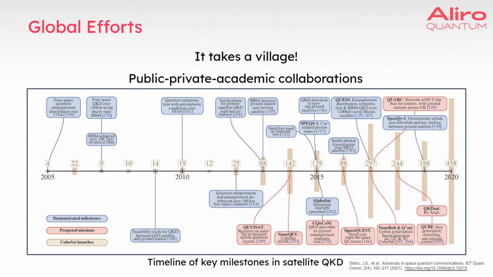One point I'd like to make here is that it takes a village, and most of these projects are a conglomerate of collaborators, both with public participation from government agencies, also private companies, startups, and bigger companies too, satellite companies, but also universities and academics. So it really takes a village to get something like a quantum satellite demonstration up in space.